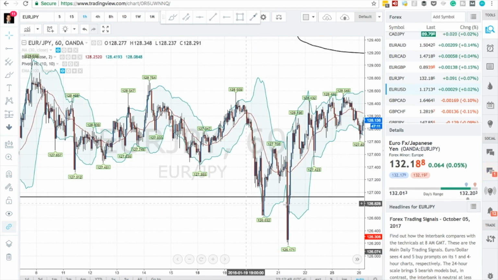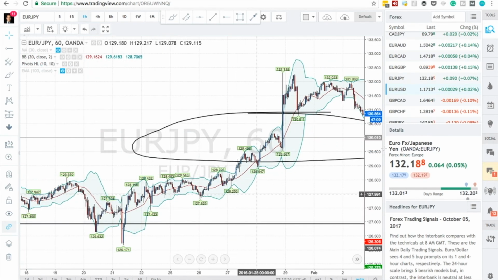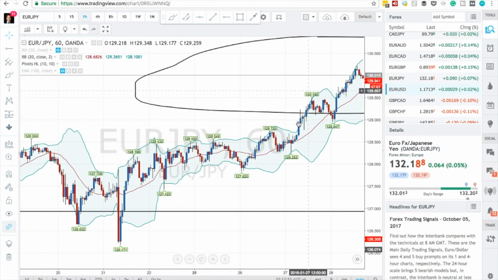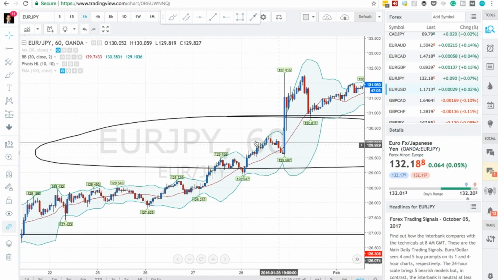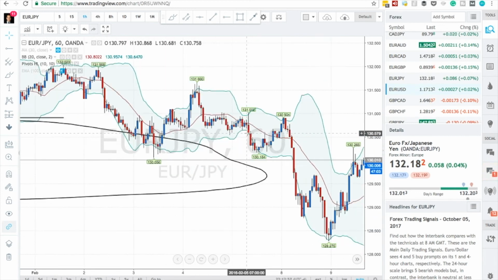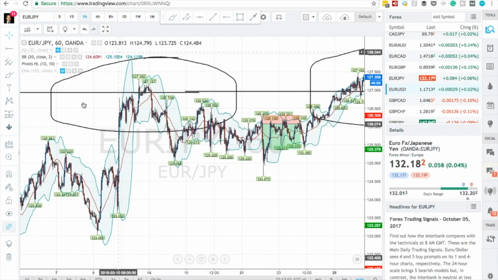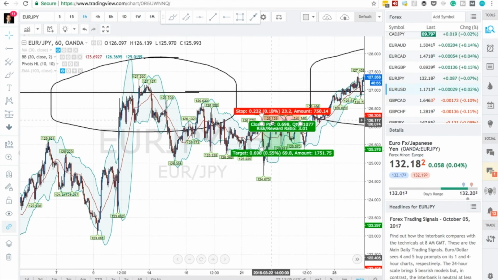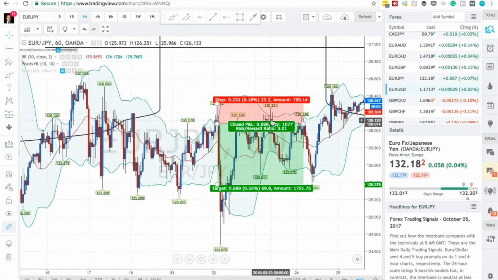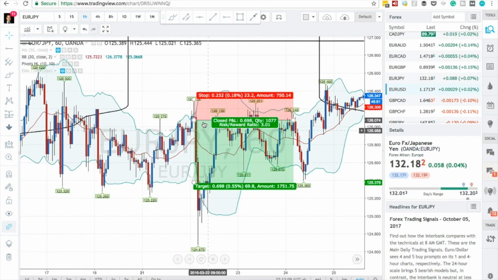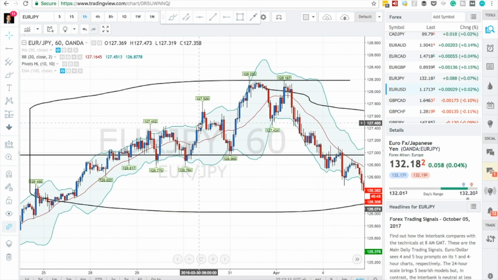Okay, so this is a line. I'm not entering here. Oh, here's a circle, where we had a resistance area. Okay, no trade here, though. So I'll just keep moving forward. Another resistance area. No trade, although we come back here to retest, which is where I will place a trade. Okay, so a nice hammer. That's a winning trade.